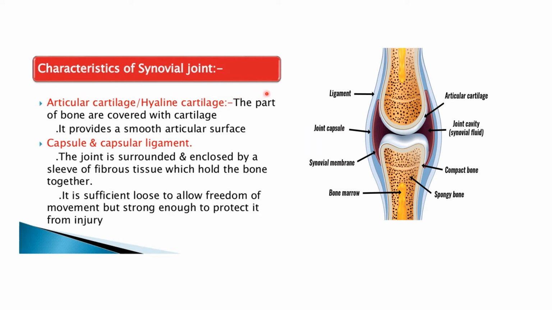Now let's see the characteristics of synovial joint. So first is articular cartilage or hyaline cartilage. The parts of the bones are covered with cartilage. It provides a smooth articular surface, as you can see over here.